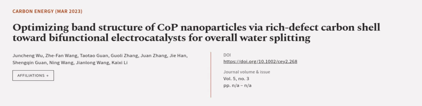This article was authored by Juncheng Wu, Jifan Wang, Daodao Guan, and others.